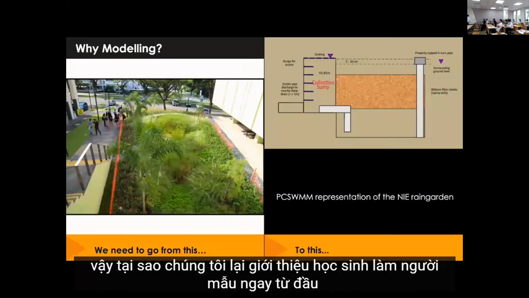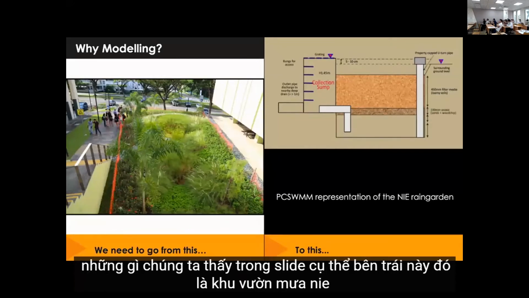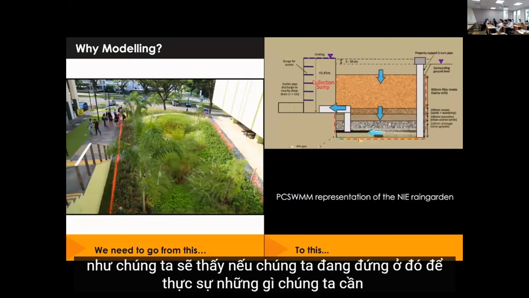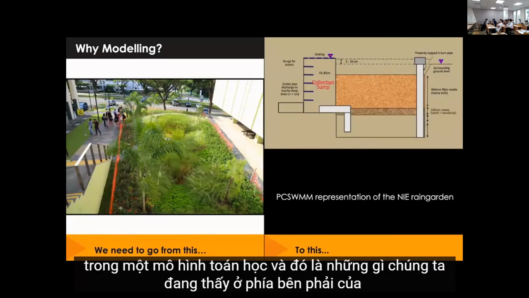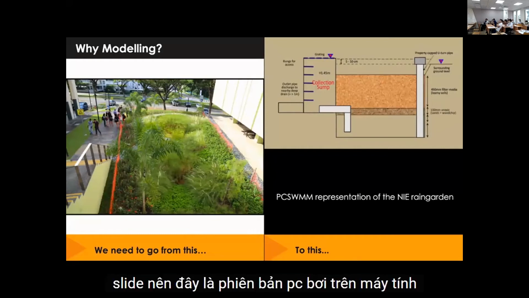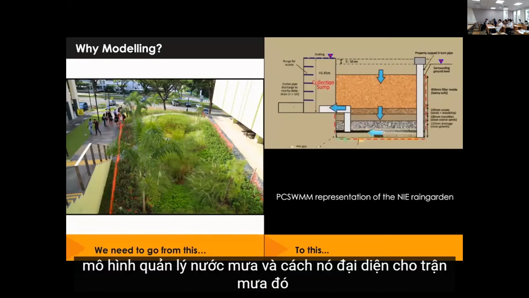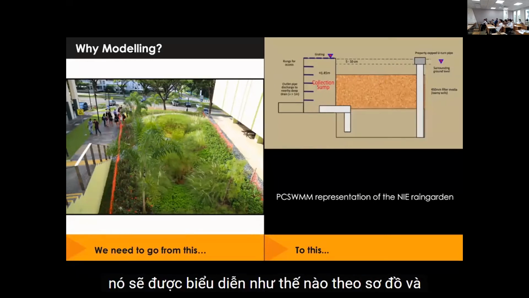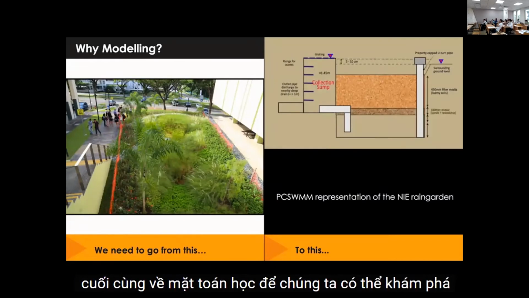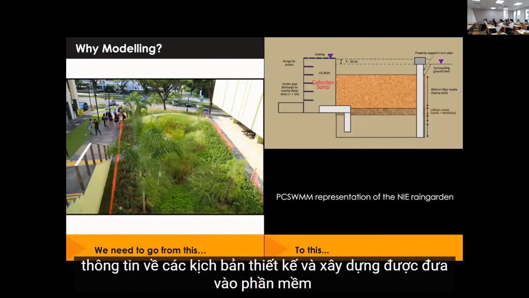So why did we introduce the students to modeling in the first place? What we see in this particular slide on the left, that's the NIE rain garden as we would see it if we were standing there. So really what we need to do is to go from real life to representing that rain garden in a mathematical model. And that's what we're seeing on the right-hand side of the slide. So this is the PC version of the stormwater management model, and how it would represent that rain garden that we see on the left in real life, how it would be represented schematically and ultimately mathematically, so that we can explore different design and construction scenarios.